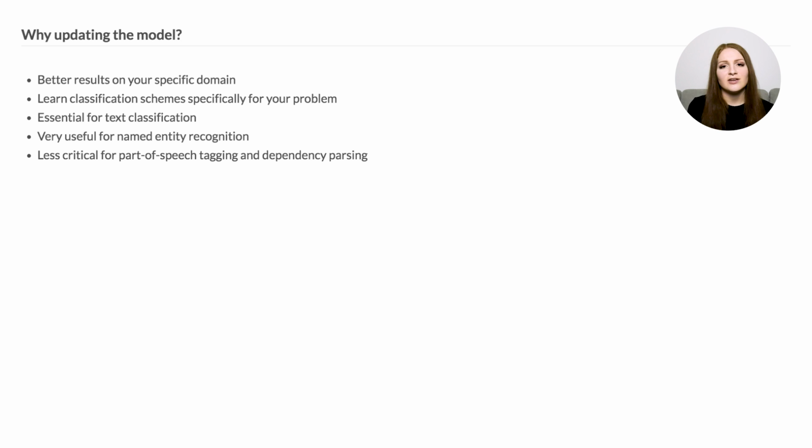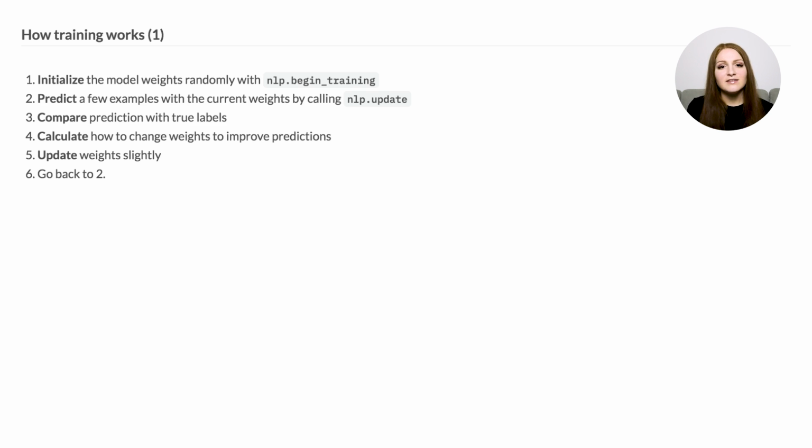Statistical models make predictions based on the examples they were trained on. You can usually make the model more accurate by showing it examples from your domain. You often also want to predict categories specific to your problem, so the model needs to learn about them. This is essential for text classification, very useful for entity recognition, and a little less critical for tagging and parsing. spaCy supports updating existing models with more examples and training new models.